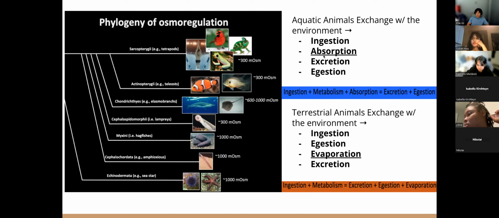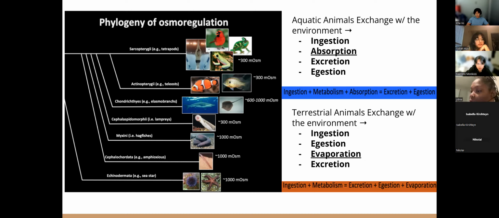So just remember this. And in terms of terrestrial animals, they're able to exchange with the environment in similar fashion, but they do not have the ability to absorb because obviously we do not have gills. And so they cannot interact with the fluids and exchange contents like that. One thing we do have in terms of terrestrial animals is evaporation, which could be in the form of sweating or perspiring. So just remember this equation: excretion, egestion, and evaporation is equal to ingestion plus metabolism.